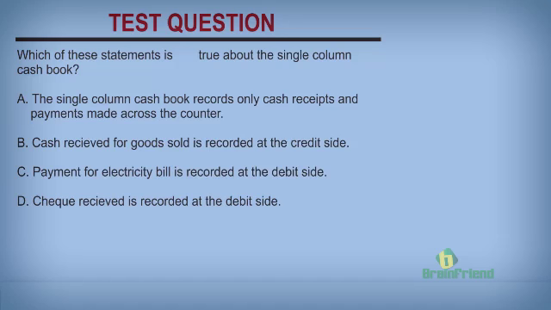D. Cheque received is recorded at the debit side. That is wrong. The single column cash book records only cash paid across the counter, and a cheque is not cash. A cheque can only be converted to cash in the bank, and so it cannot be recorded in the single column cash book. Therefore, the answer to this question is A. So A is the answer.